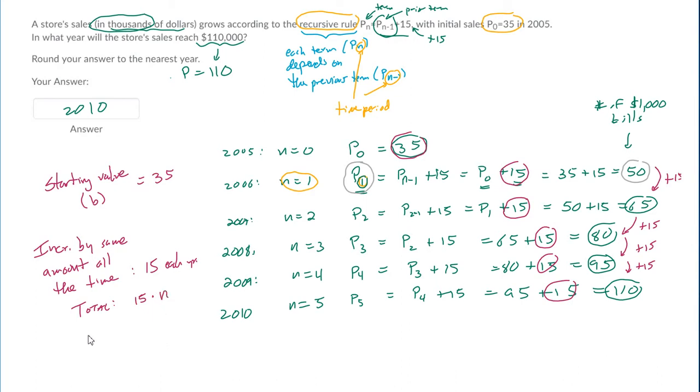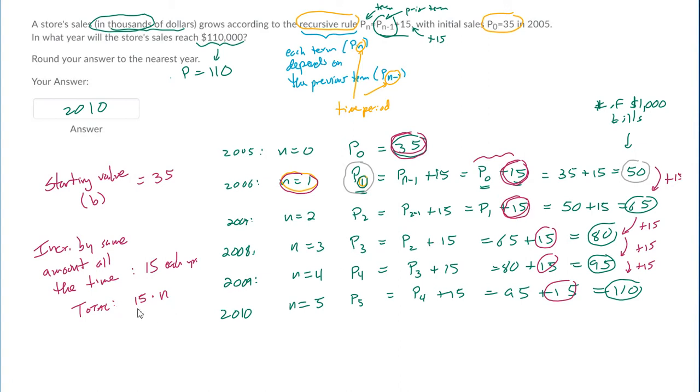Okay, so notice in year 0, we have 0 copies of 15. We haven't gone up by 15 at all. In year 1, we have 1 copy of 15, which makes sense. We have gone up by 1 copy of 15. By year 2, we've actually gone up by 2 copies of 15 because we had the 15 from the previous year and then this year. Okay, so etc. So this is working.